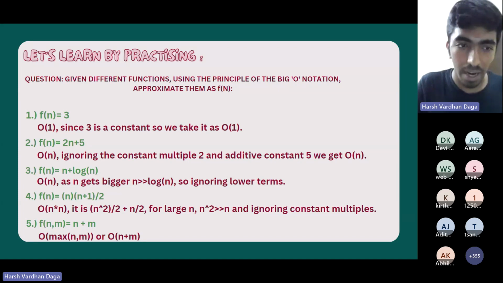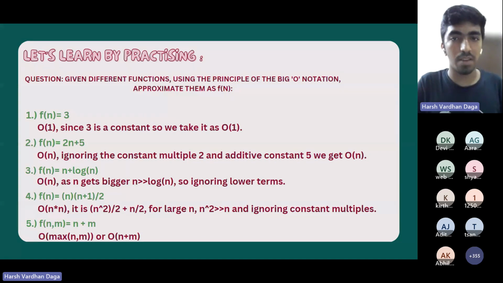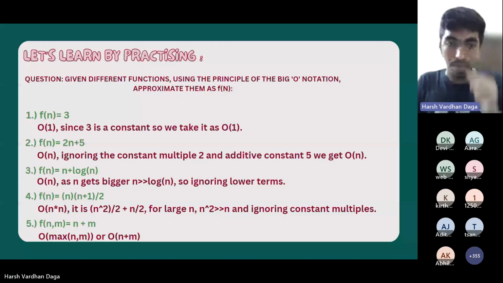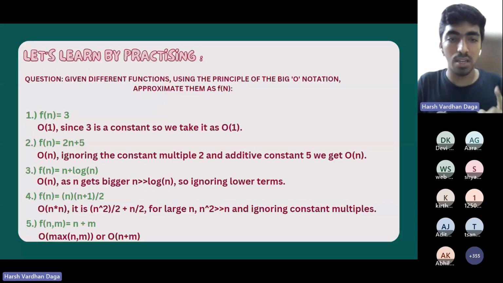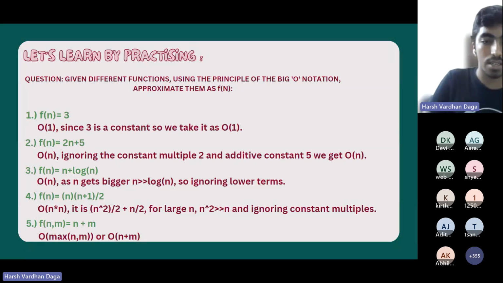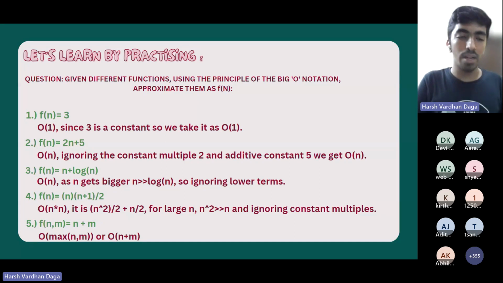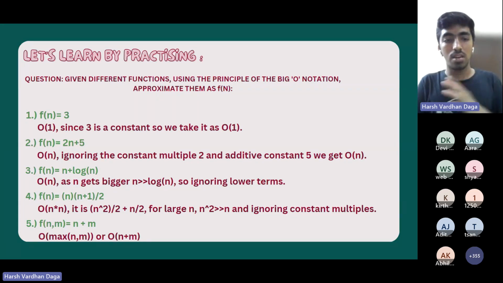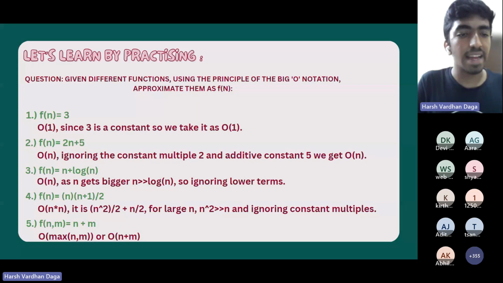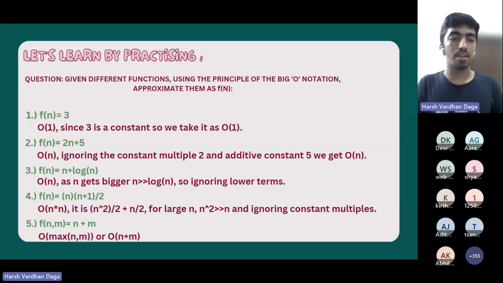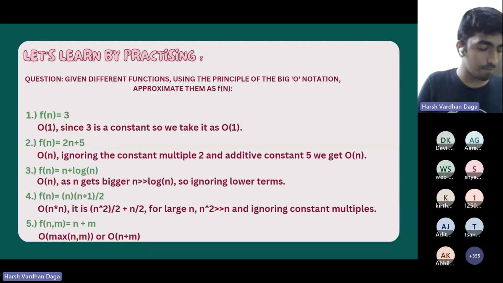Going to the second part, f of n equals 2n plus 5. First, you have to ignore the constant multiple, and second, the additive constant. Ignoring the additive constant, you get 2n, and when you ignore the constant multiple, you get n. So we can write this in terms of big O notation as O of n.